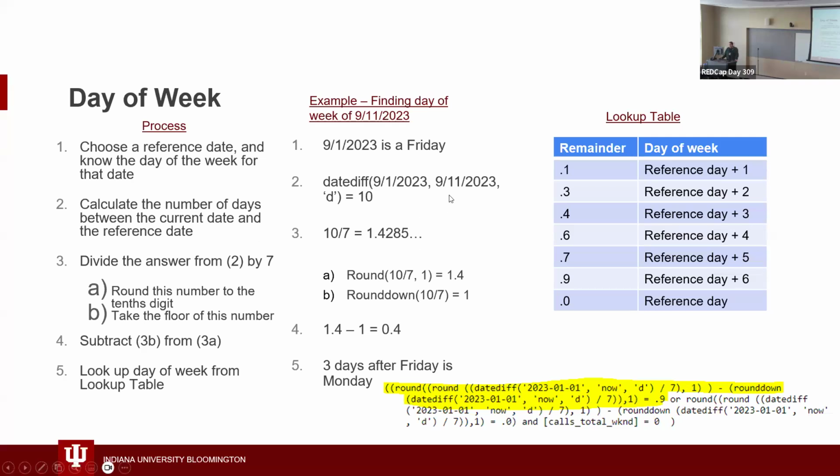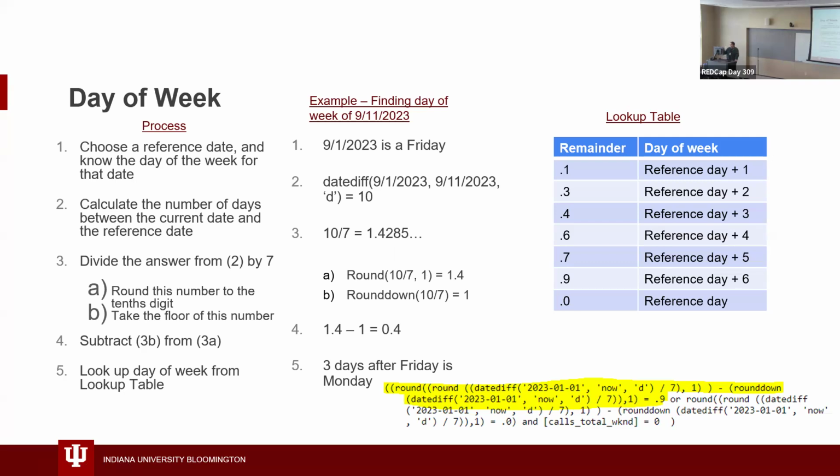So let's say we want to know what day of the week September 11th is. There's 10 days between the 11th and 1st. You're going to divide that by 7 because there are 7 days in a week, and you get 1.42 thousand. And now you're going to have to round that to the 10th digit to get 1.4 and round it down because we just want the decimal. We don't want the whole number in front. So then we get 0.4.